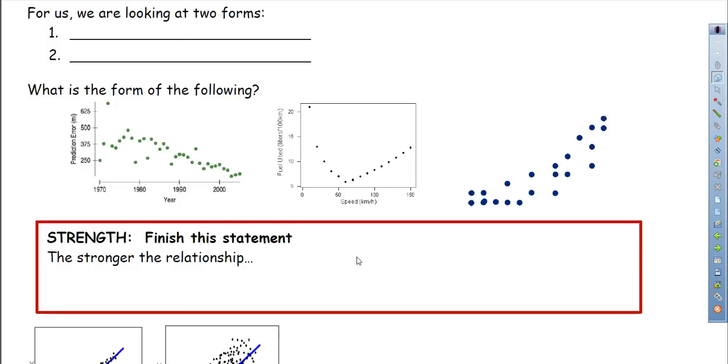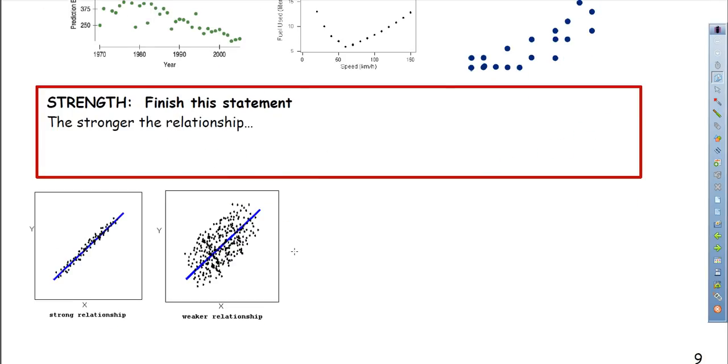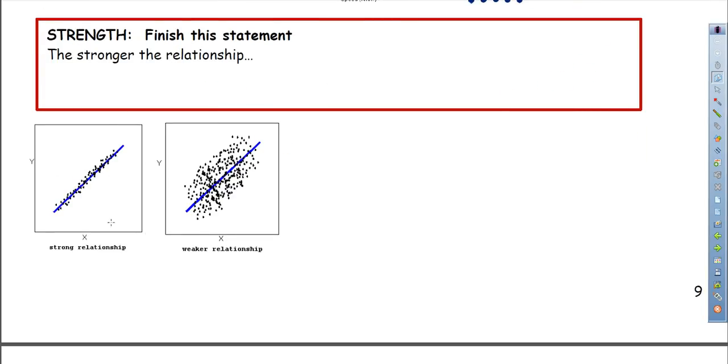Moving down to our next part, we're looking at strength. So what do you think? If you look at these two pictures, I think strength kind of makes sense, right? I mean, what do you think? This one is stronger than this one. Why? Because, well, the data is much more tightly packed, right? It's closer to the line than this one. This is spread out across the line. So they both have linear trends. It's just that this one is closer. And that's all we're going to say.